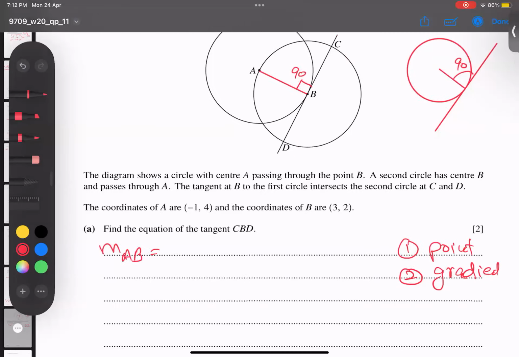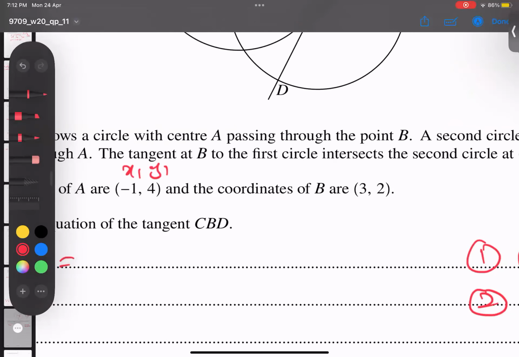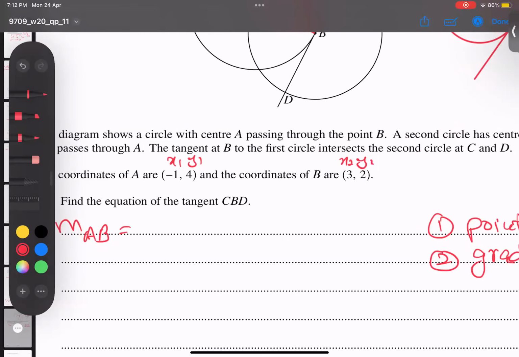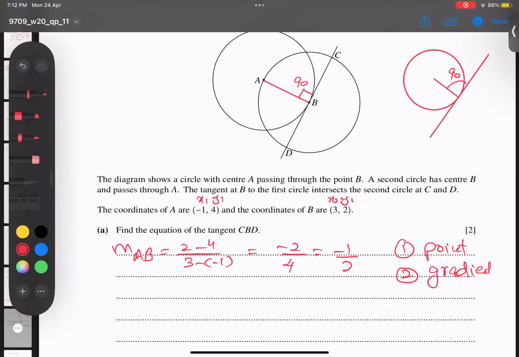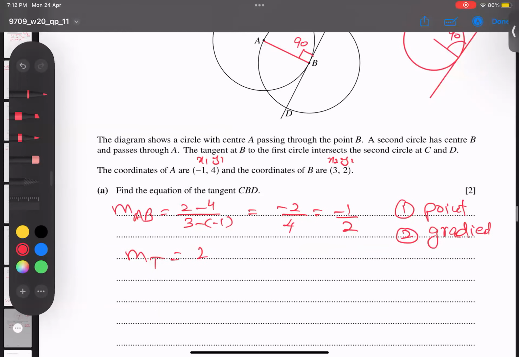And I'm labeling it here, x1, y1, x2, and y2. So let's apply the formula again, all of you know, y2 minus y1 over x2 minus x1. I got minus 2 over 4, which is negative half. Negative half is the gradient of the AB line. Then what's the gradient of the tangent? You can say a positive 2. So I hope the point is clear. And now the equation of the line.